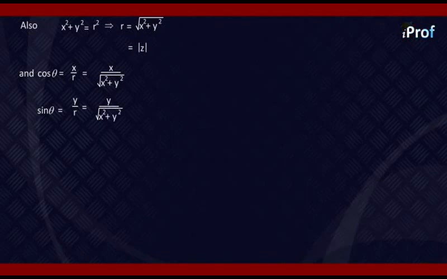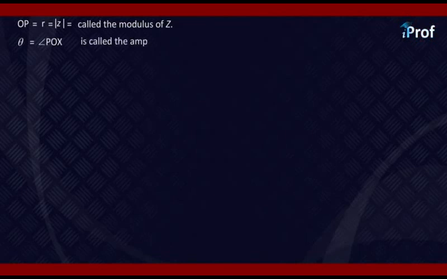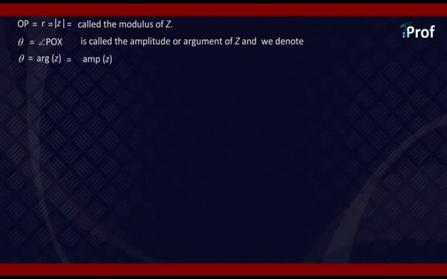Here OP is equal to r, which is equal to modulus of z and is called the modulus of z. Theta is equal to angle POX, which is called the amplitude or argument of z. This is denoted by arg z, argument of z, or amplitude of z.